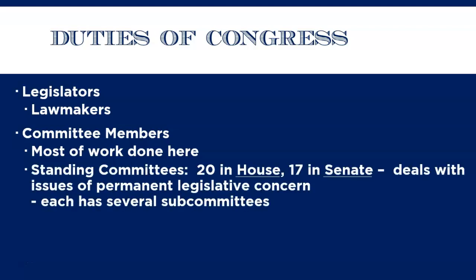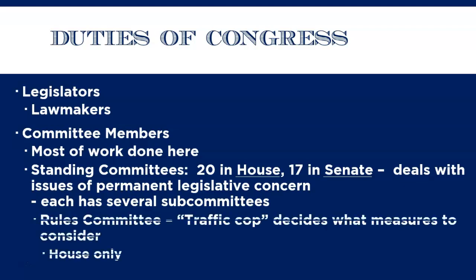All right, the first committee we're going to talk about is called a standing committee. There are about 20 in the House and 17 in the Senate, and they deal with issues that are permanent within the legislation. Environmental committees, education committees, budget committees. These are things that are permanent, and they're always there because they're always needed. And of course each of them has several subcommittees under them.